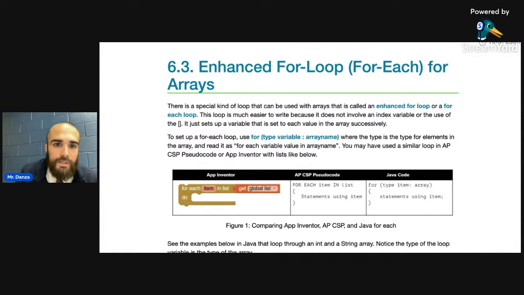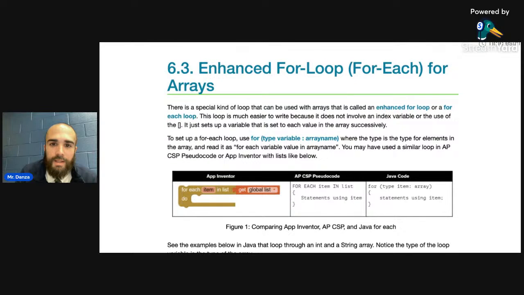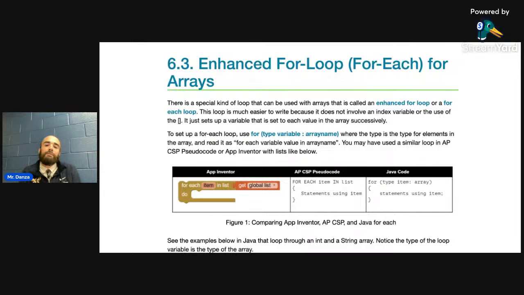All right, so this is 6.3, enhanced for loop, for each for arrays. We are writing something called an enhanced for loop. Now, there are certain things that an enhanced for loop can't do that a regular for loop that we've been using can do. So we'll go through the specifics. Hopefully, we're able to not think of this as something that's too hard, but something that we're able to look at and compare and contrast.